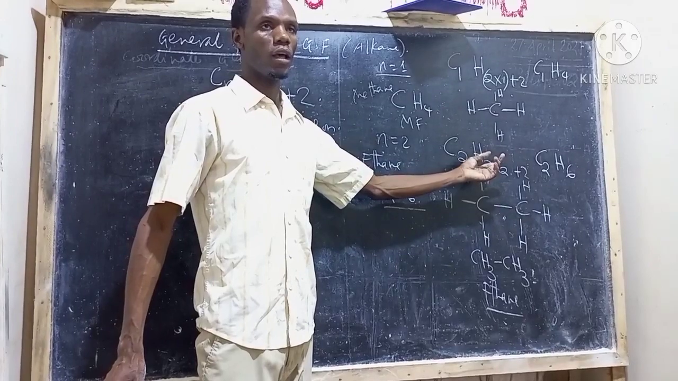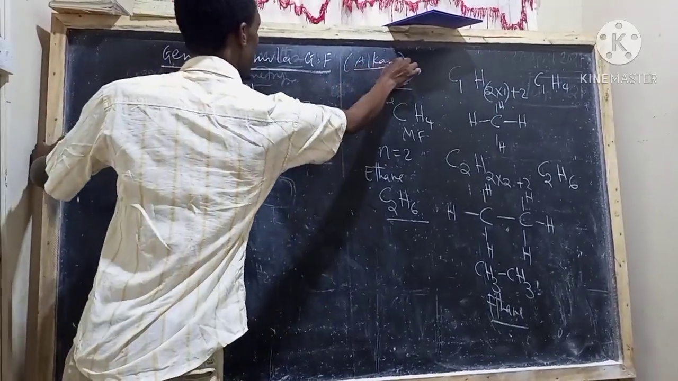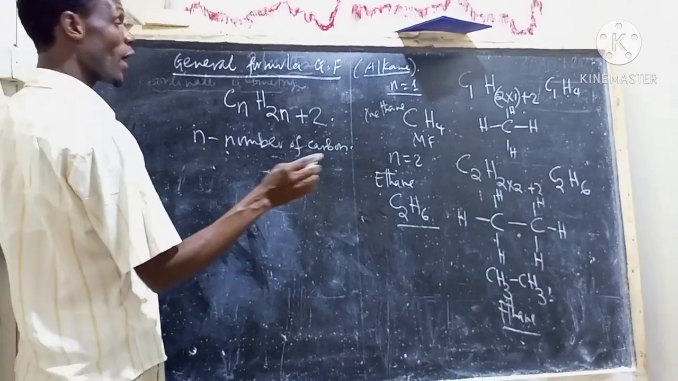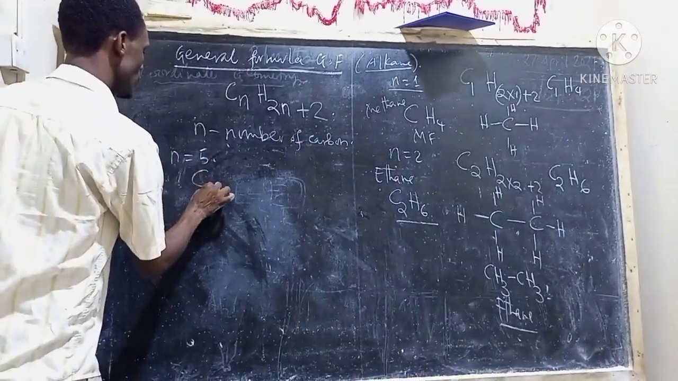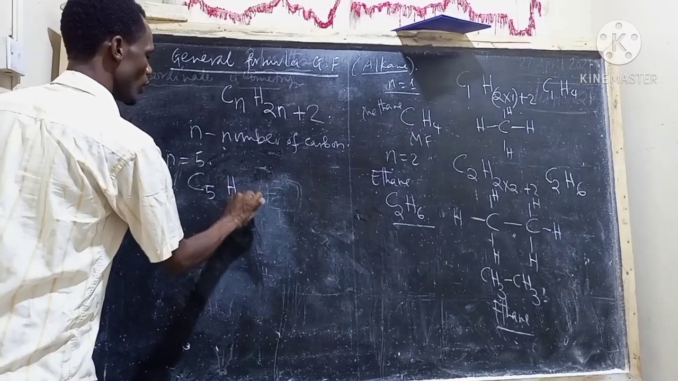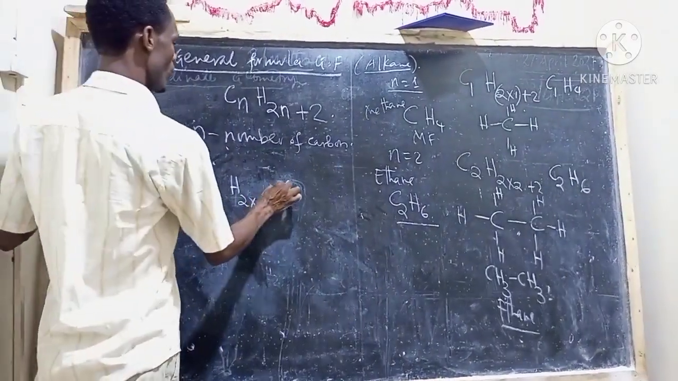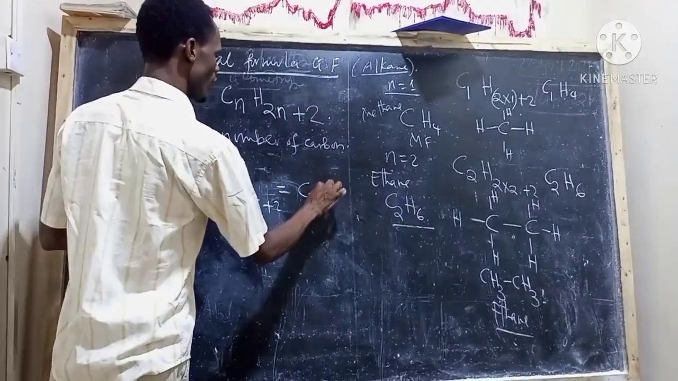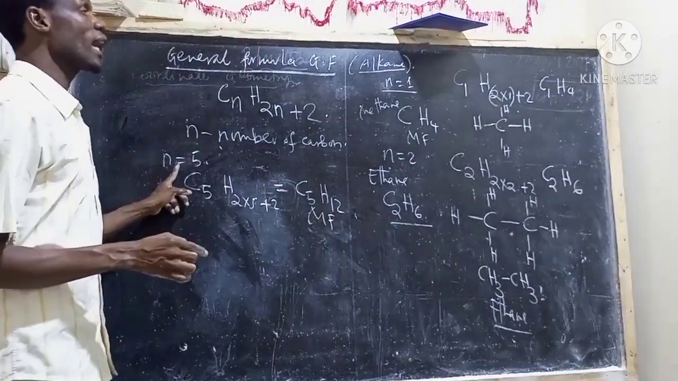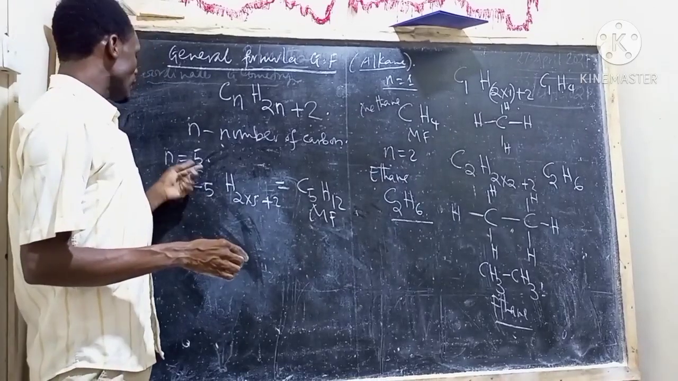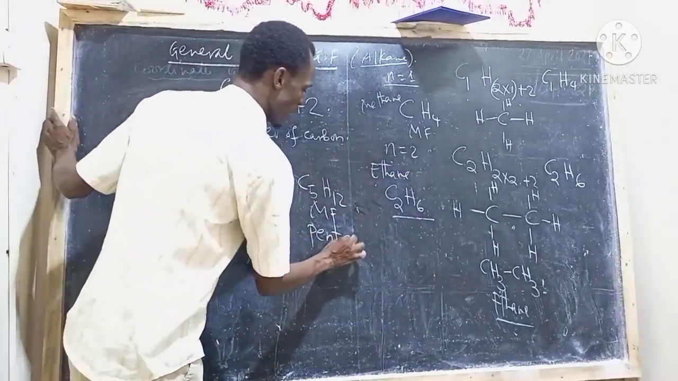What if you're talking about an alkane with 5 carbons? Now n is equal to 5. From the general formula, we have C5, then H is 2 times 5 plus 2. Here n indicates the number of carbons. Therefore we have C5H12, since 10 plus 2 is 12. This is the molecular formula for the alkane with 5 carbons. An alkane with 5 carbons we call pent-, and because we're talking about alkane, we say pentane.